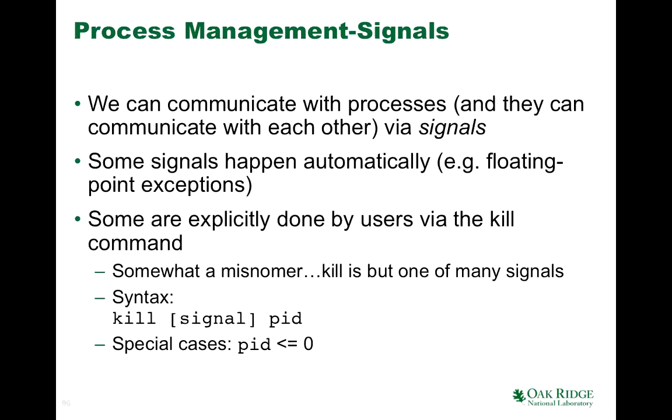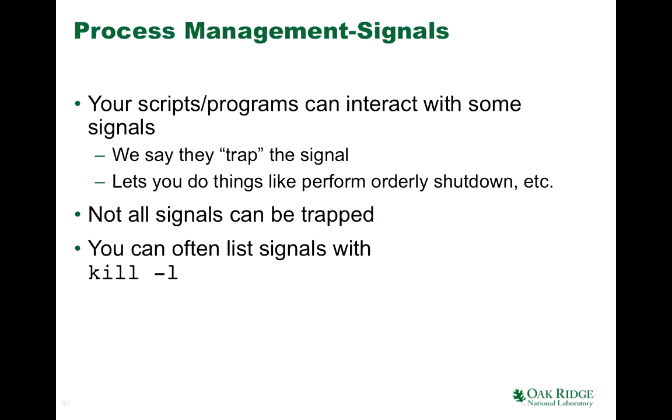There are some special cases for process IDs of less than 0, things like killing all processes that you currently have running or all processes in a particular group. You can look on the info or the manual page to get a little bit more detailed information on that. Your scripts can also interact with processes. This is what's called trapping, and it lets you do things like perform an orderly shutdown or have the program perform a certain action when it receives a certain signal. Not all signals can be trapped. So there are references online that can tell you which ones can and cannot be trapped.